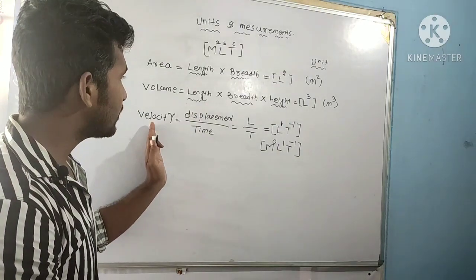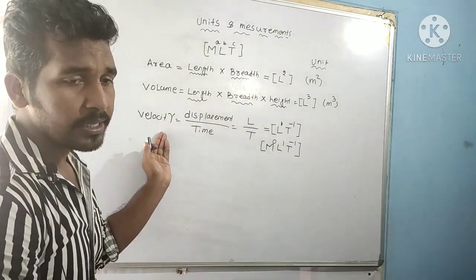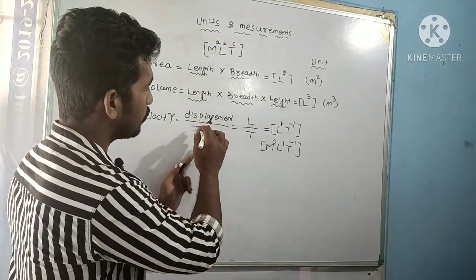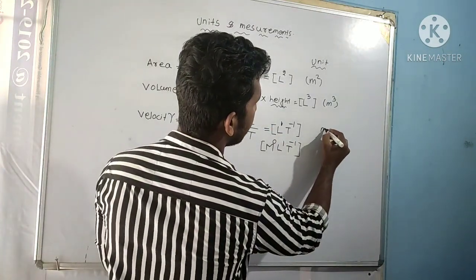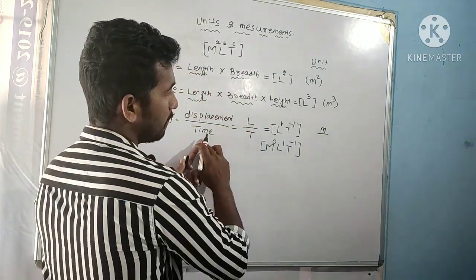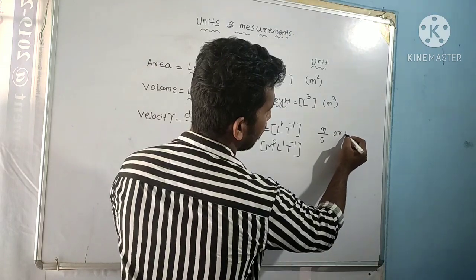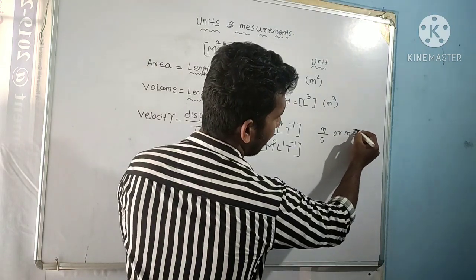Okay. So what is the unit of velocity? Velocity unit कले कोन होबो? Displacement, this is the length. So length unit कोन होबो? Meter by time. Time unit कोन होबो? Second. So this is meter per second, or meter second to the power minus 1.